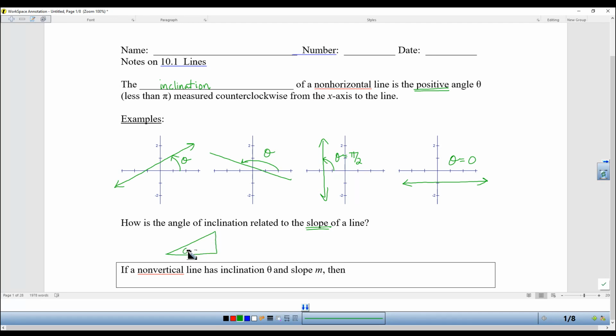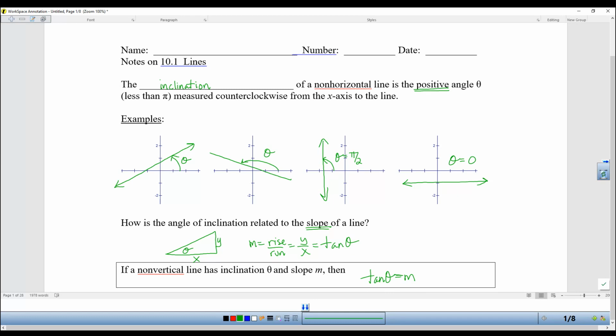Well, think about this. If this is theta, and slope is normally rise over run. Slope is rise over run, which is equal to y over x. And how is that related to theta? That is tangent of theta. So there's your relationship. Tangent of theta is equal to m.